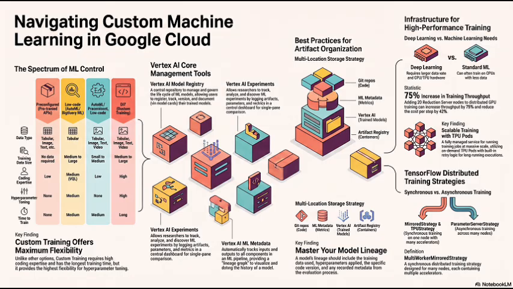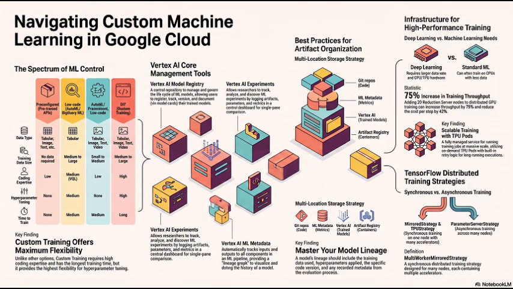I want total control. But looking at the sources we have, they lay out this thing called the ML spectrum, and it strongly suggests that diving straight into custom code is often a massive mistake. Oh, wait. It is a textbook example of engineering hubris. I see it all the time. It is the fastest way to just accumulate massive technical debt. Really? Yeah. The ML spectrum is essentially a gradient, right? A gradient of control versus operational overhead.